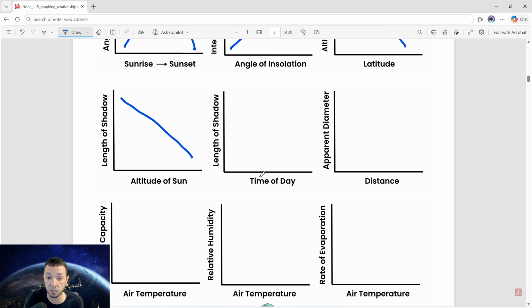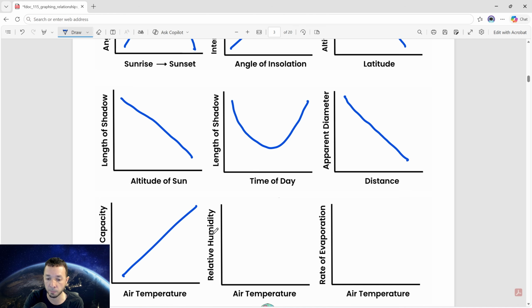It should be shortest in the middle of the day, so you should have a graph that looks kind of like this. By the way, for all these angle graphs, you could also do one of these. It doesn't matter. As distance increases, what happens to apparent diameter? That's how big something looks. It should get smaller. As air temperature increases, moisture capacity should go up.